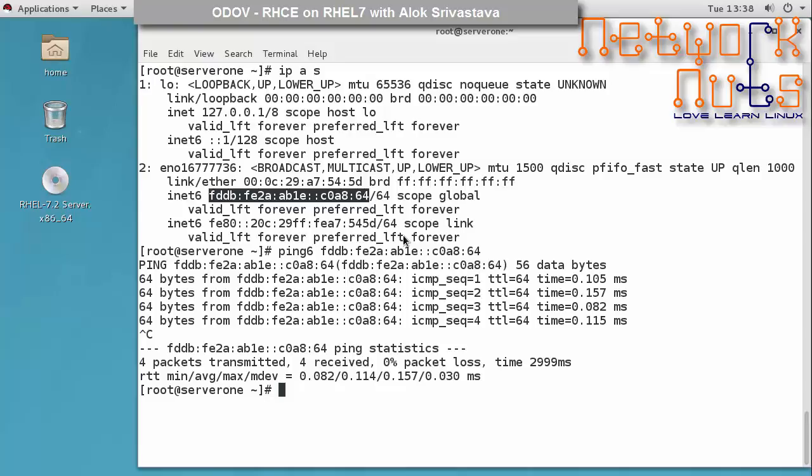So this is all for the day, and in the next session we will be understanding link aggregation, teaming and bridging.